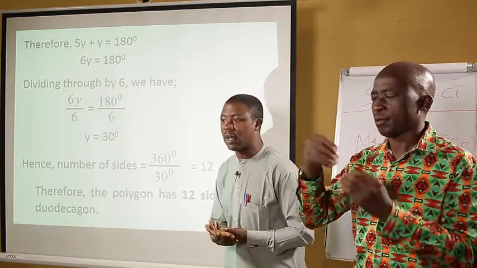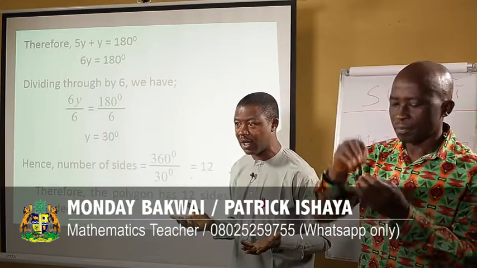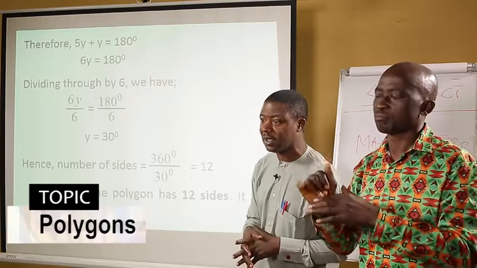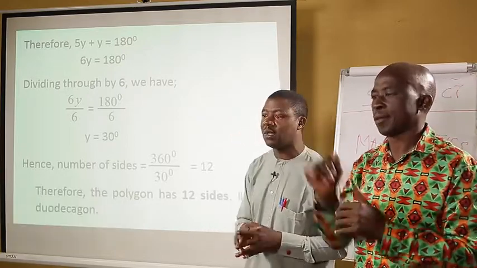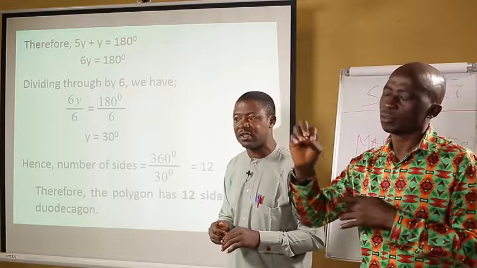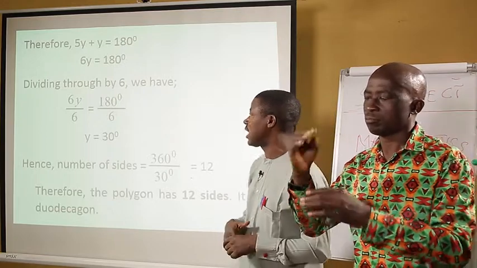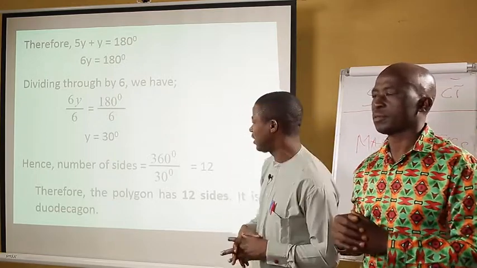How do we find y? The coefficient of y here is 6. So dividing through by the coefficient of y, which is 6, 6 will divide 6 to leave you y. We are now having 180 degrees divided by 6. The result is 30 degrees.